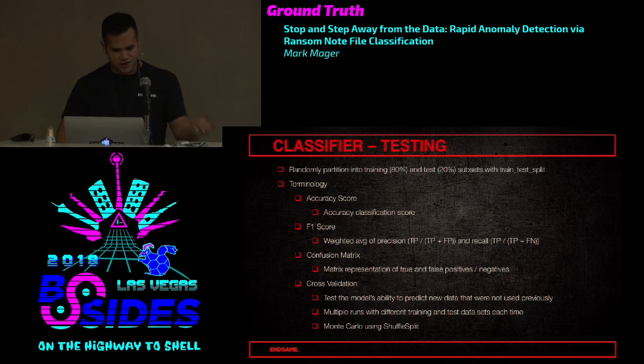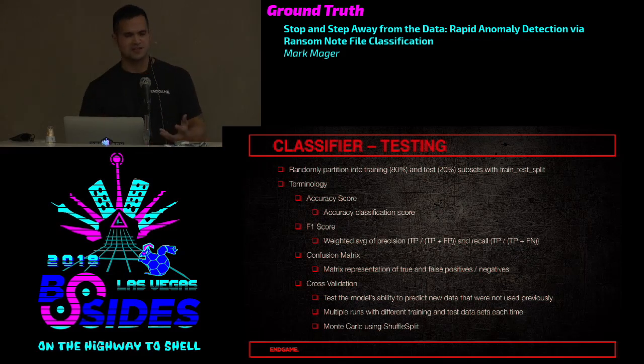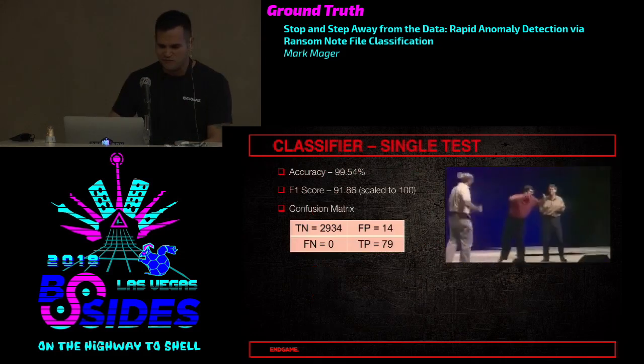And in terms of the cross validation, it represents testing the model's ability to predict new data that's not been seen previously. And so the goal with that is that you want to run multiple runs with different training and test data sets, essentially to test the model in as many ways as you can. And for our purposes, we're just going to use Monte Carlo using a shuffle split.